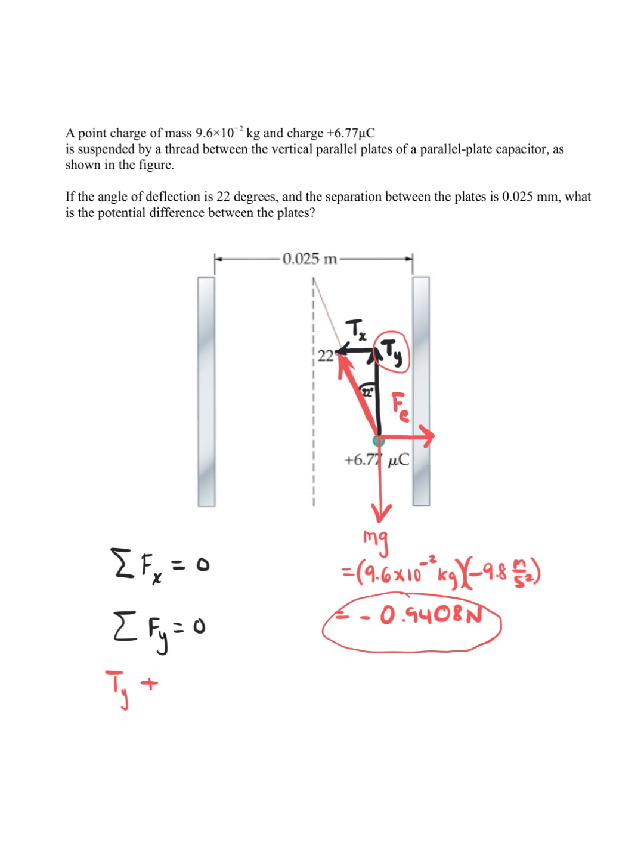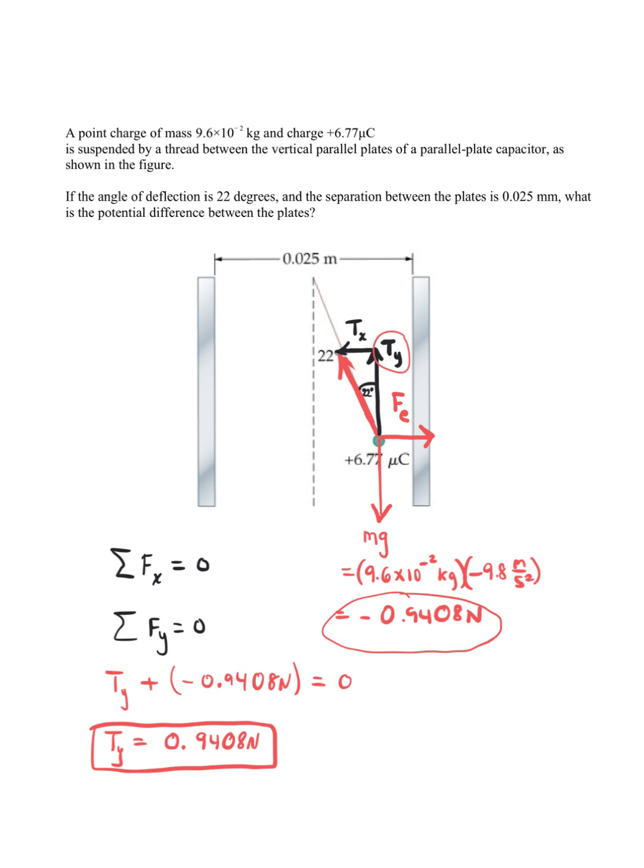So Ty plus negative 0.9408 newtons has to equal 0 in order for that sphere to stay stationary. So this now allows us to calculate the y component of the tension force. So in order for the sphere to stay stationary, the y component of the tension force is equal and opposite to the force of gravity, so that's going to be 0.9408 newtons. Based on this y component and the angle that the thread makes with respect to the vertical, we can now calculate the x component of the tension force.